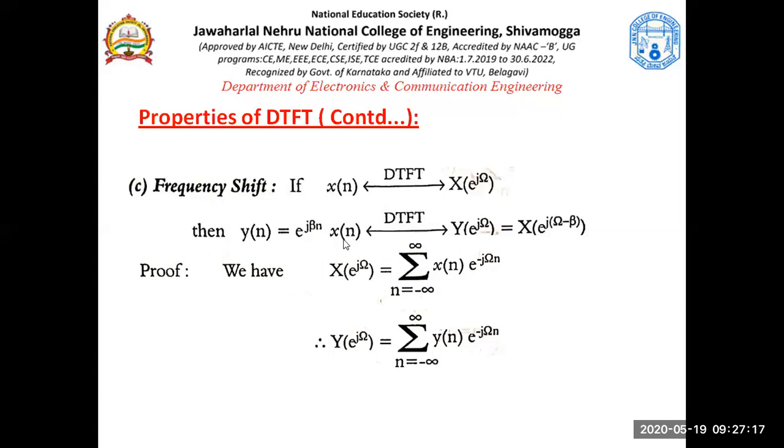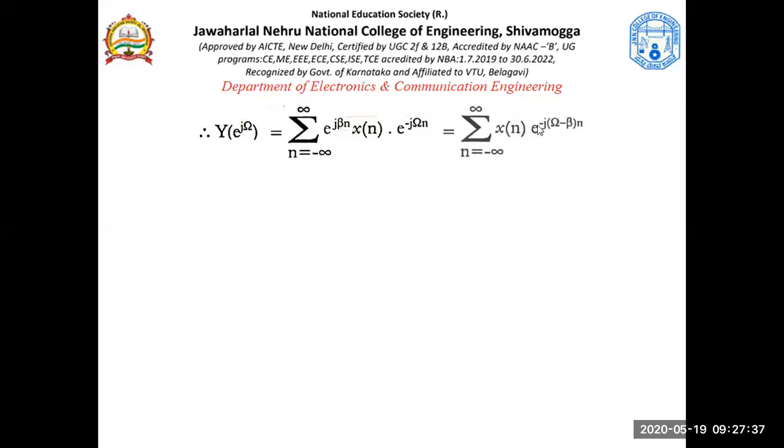That means along with x of n and this exponential. This exponential has come in the time domain because of the shift in the frequency. Understand that? So after substituting that, it looks like this. There are two exponentials now. So the two exponentials are combined. You see that? There is e power j beta n, there is e power minus j omega n. So both the exponentials are clubbed together. So how does it look like now?